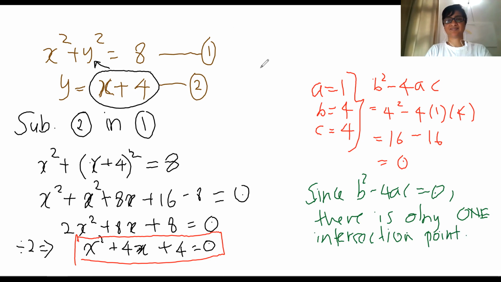Is that clear? So in this example, we were not asked to find the intersection points. We were asked to determine how many intersection points. So that requires only going with the procedure up to that step until we get that quadratic, and you check the discriminant. Was that clear?